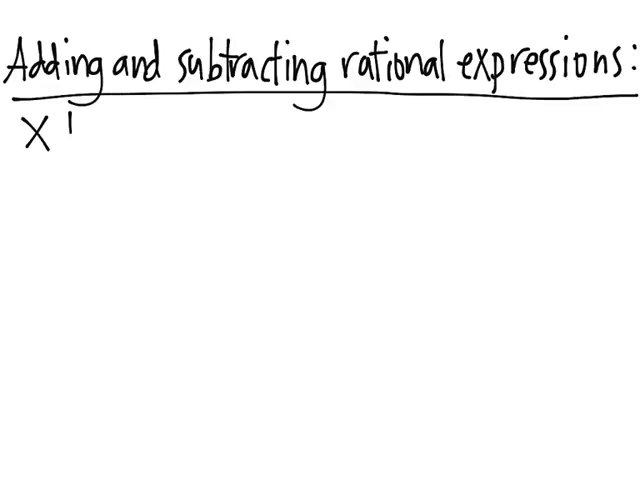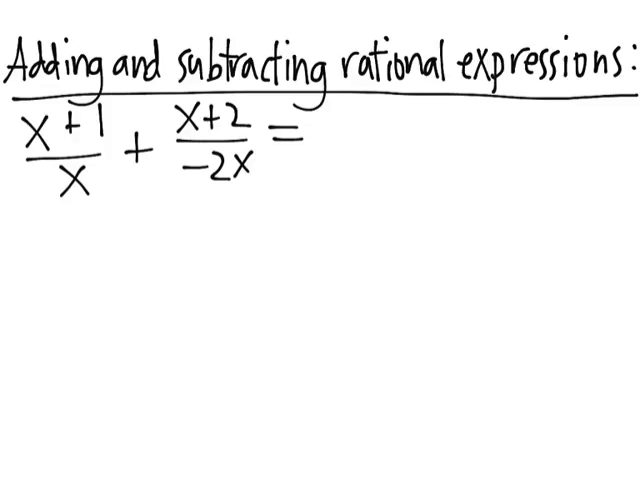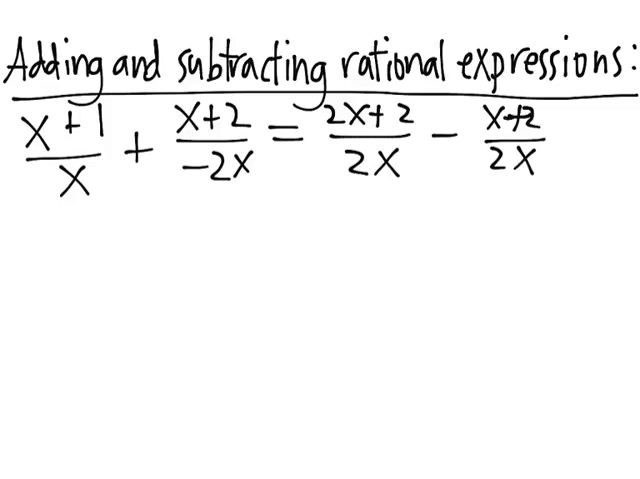Say we have (x + 1)/x plus (x + 2)/(-2x). Notice that x and -2x are like terms, so this is actually easier than most cases. If we multiply the first term on both the top and bottom by 2, we can get (2x + 2)/2x minus (x + 2)/2x, since the minus sign in the denominator of the second term can be carried out. Now that these two terms have a common denominator, we can simply subtract the numerators and divide it by the common denominator.